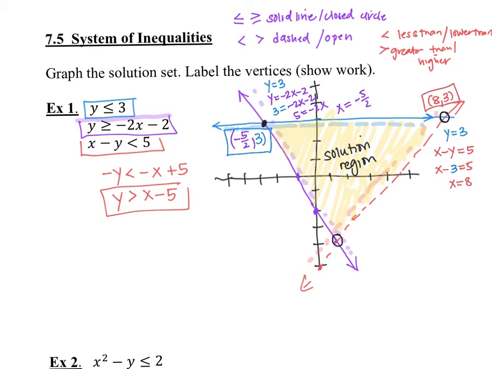Okay, the third vertex is between the purple and the red line. The purple equation is y equals negative 2x minus 2. And I'm making it equal again because I'm trying to find their point of intersection. I'm not worried about their solution region. I could use either format for the other one. I think I'll use y equals x minus 5 this time, because then I can set them equal to each other. So negative 2x minus 2 equals x minus 5.